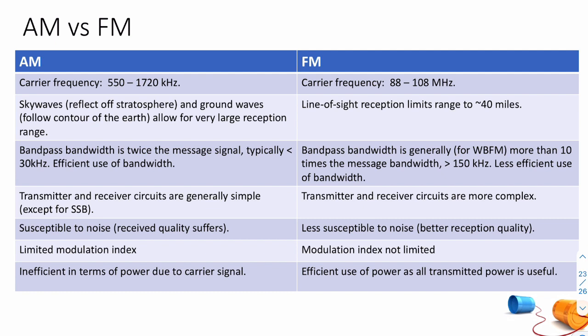Final slide for today's lecture. I want a quick comparison of AM and FM. There's nothing really new in this slide, but this is to bring a few things together side by side so we can note these differences and similarities. AM is at a much lower frequency than FM. So that's important to note. The megahertz is 1,000 kilohertz. So there's a significantly higher frequency for FM.